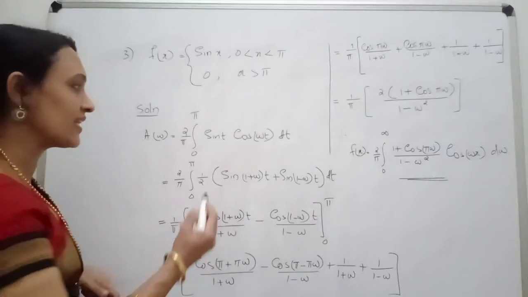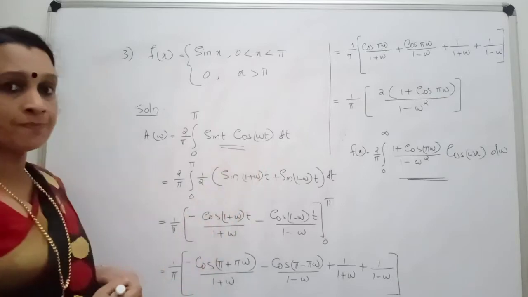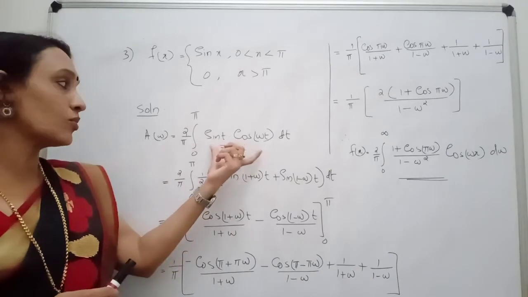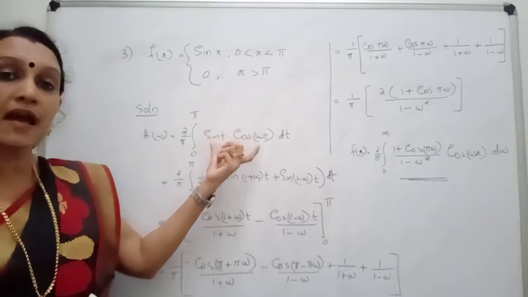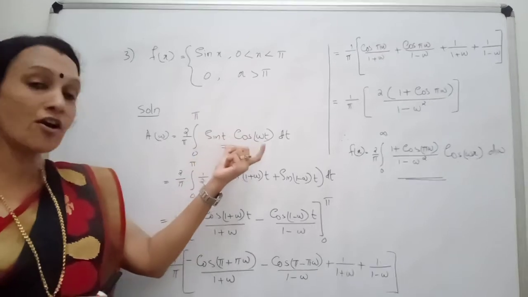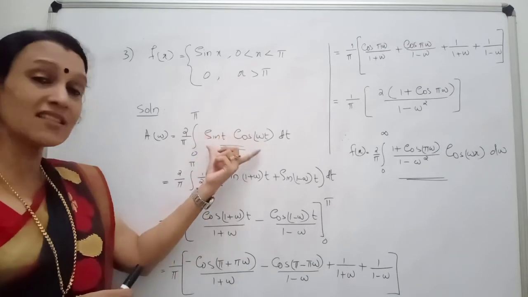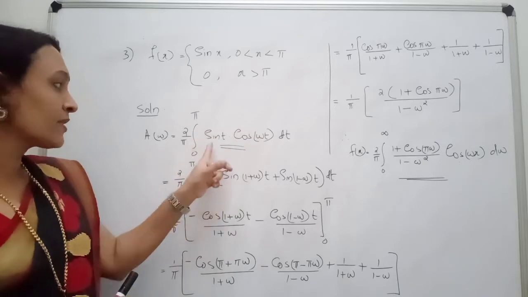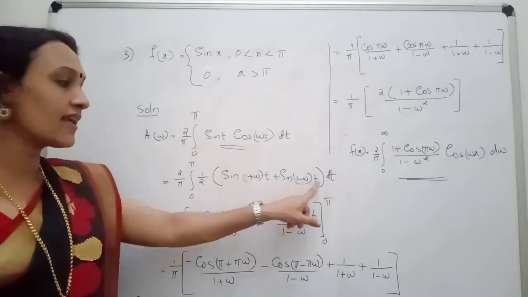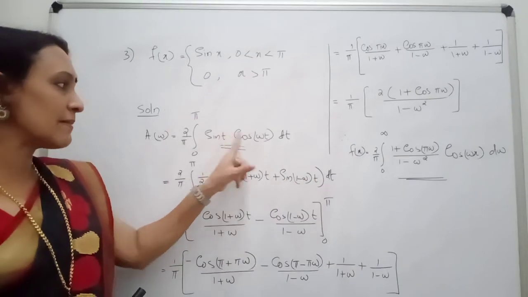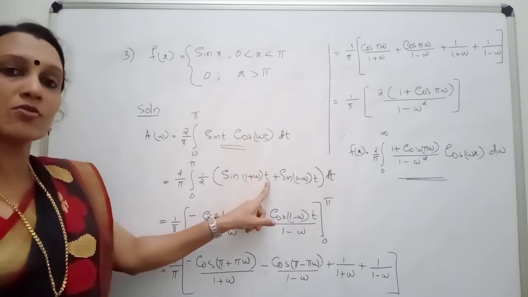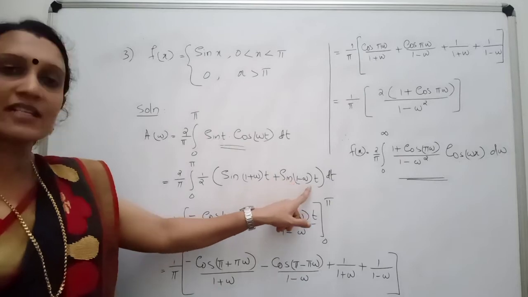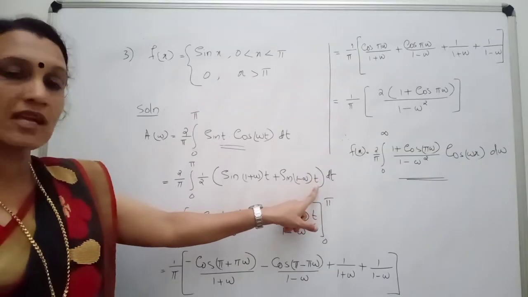Now, how to integrate functions of these types? See, I already discussed these types of integration in the previous video. In this case, you have to apply the sin A cos B formula. So, by using this result, 2 and 2 get cancelled. You can write sin A plus B plus sin A minus B. A plus B means t plus omega t. So, t can be taken outside. It is sin of 1 plus omega into t plus sin A minus B, so sin of 1 minus omega into t dt.